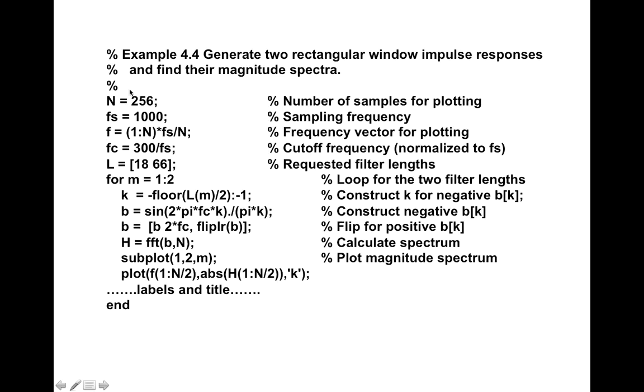So here is the program. We're just looking at 2 different potential filter lengths, 18 and 66. We're going to put a for loop so that we evaluate each length. Here are our filter coefficients, sine of 2 pi of ck over pi k. Now then, we flip left and right, and the reason that you're doing that is, remember, you are convolving in order to filter. So the flip is going to give you all of your BKs as positive values. Then we're going to do the FFT and take a subplot, take the absolute value, etc.